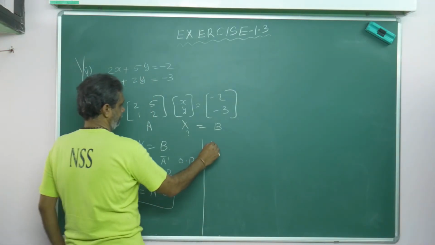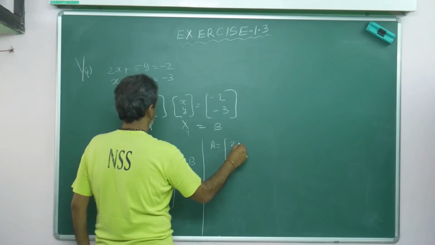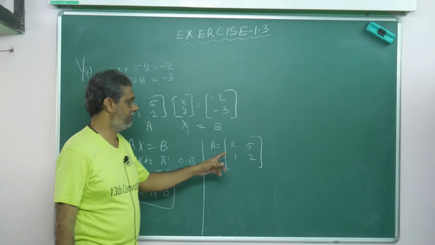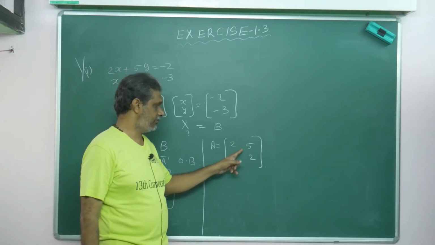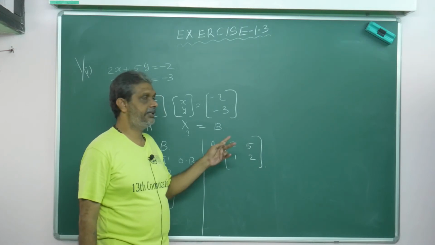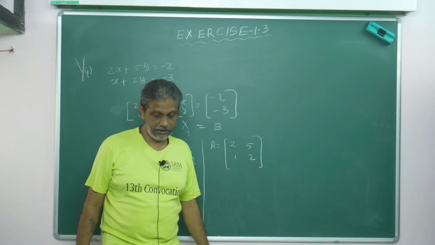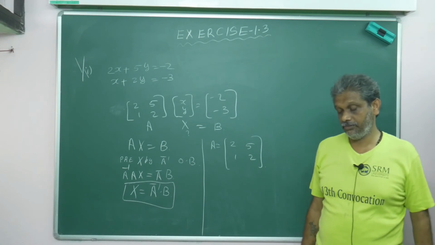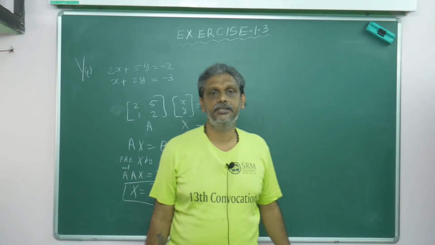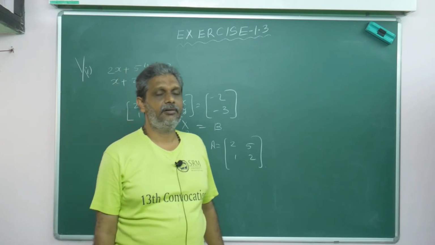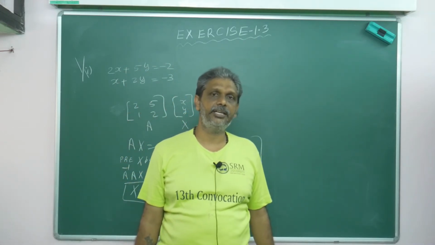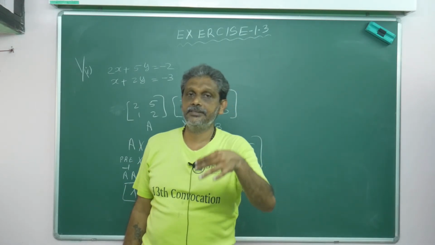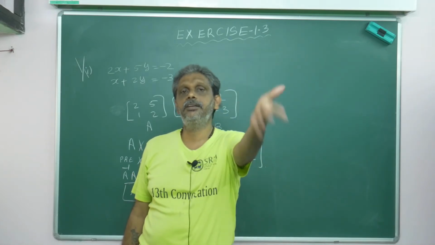A is this: 2, 5, 1, 2. I want to find A inverse. For a 2 by 2 matrix, as I said, these two elements you interchange, these two elements you give minus: minus d, minus b, minus c, a. But before that, if you want to find A inverse, always check the determinant. If determinant A is equal to 0, then A inverse doesn't exist. That is called a singular matrix. For a non-singular matrix only, A inverse exists. If it is not equal to 0, then you can follow further.